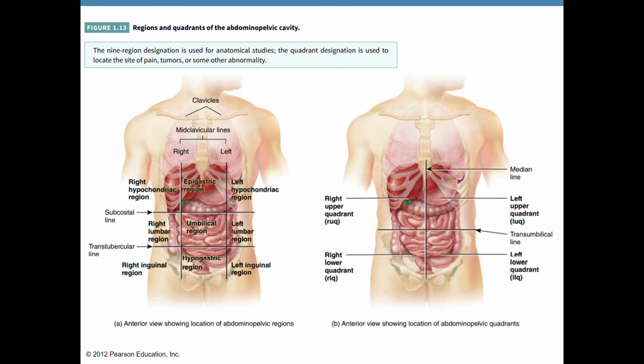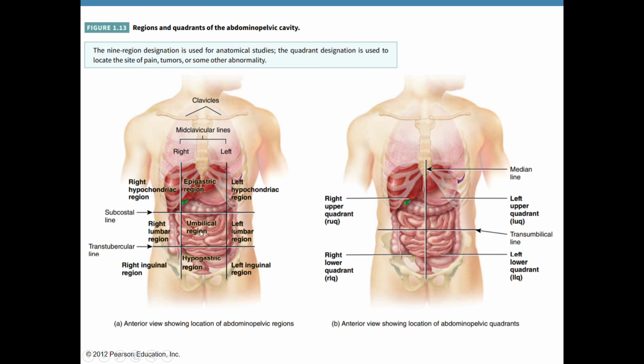Now let us proceed to the regions and quadrants of the abdominopelvic cavity. There are 9 regions. A 9-region designation is used for anatomical studies. A quadrant designation is used to know the location of the site of pain, tumors, or some other abnormality. So we have the 9 regions. We have the right hypochondriac region on this side, the epigastric region, and the left hypochondriac.